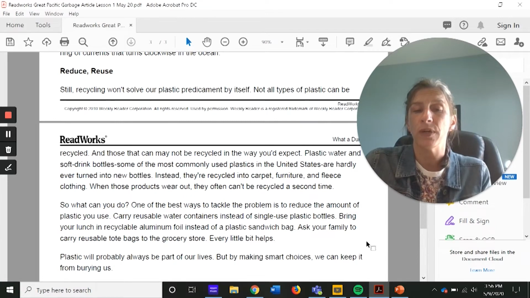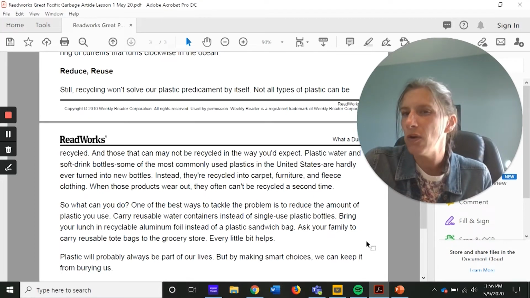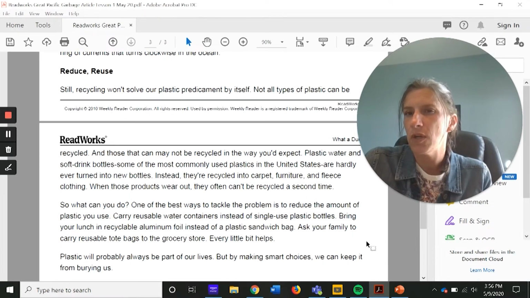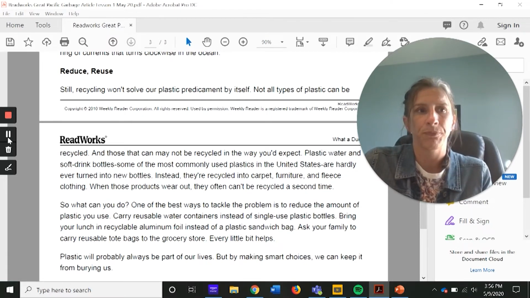Plastic will probably always be a part of our lives, but by making smart choices, we can keep it from burying us. So did you see anything on there about how the actual patch got started? Hopefully you noted a few points. Let's take a quick pause and then we'll jump into our other article.